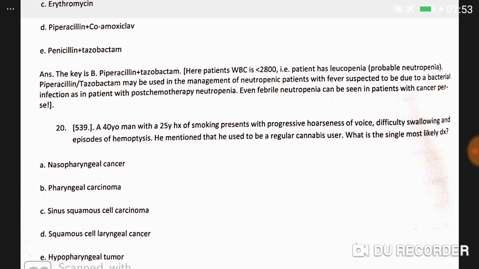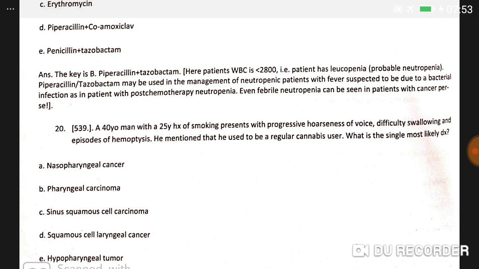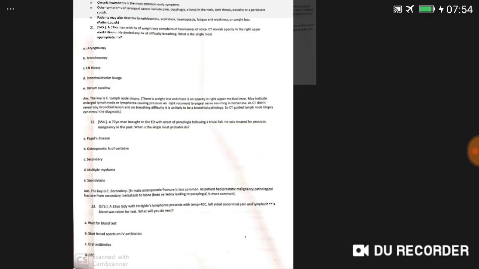A 40-year-old man with a 25-year history of smoking presents with progressive hoarseness of voice, difficulty swallowing, and episodes of hemoptysis. He mentioned that he used to be a regular cannabis user. What is the single most likely diagnosis here? Think smoker, progressive hoarseness of voice, difficulty swallowing, and episodes of hemoptysis. So this is a case of squamous cell laryngeal carcinoma, cancer.